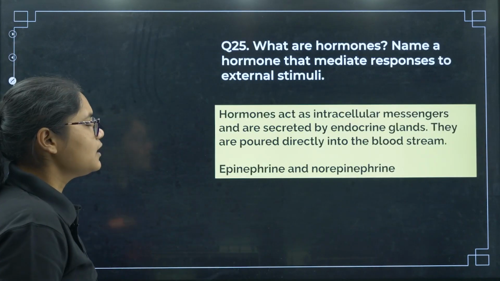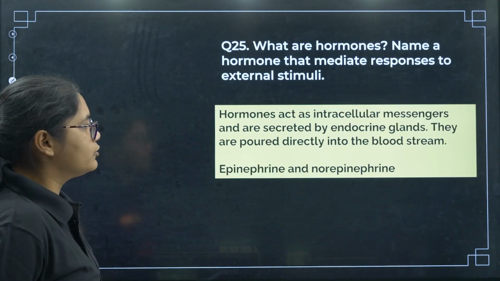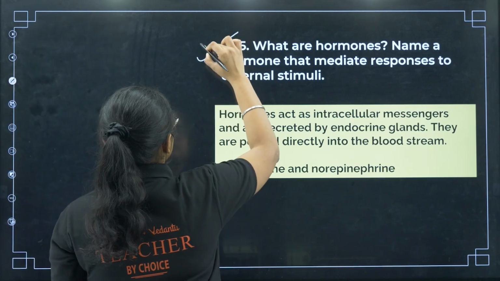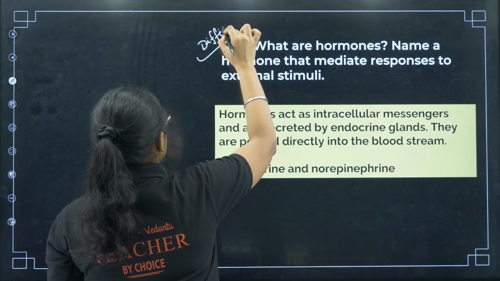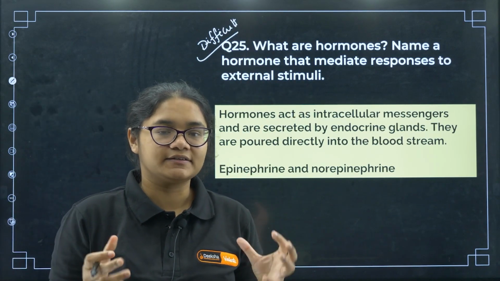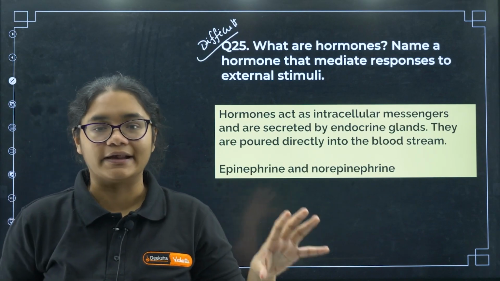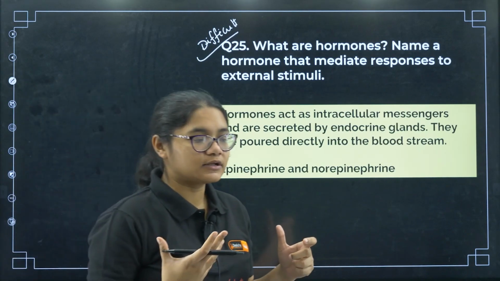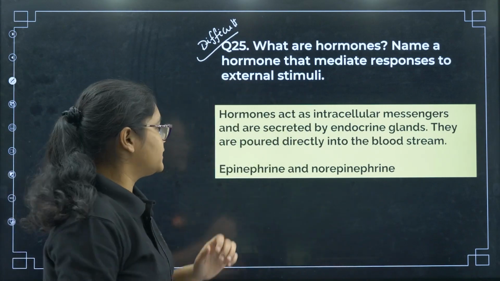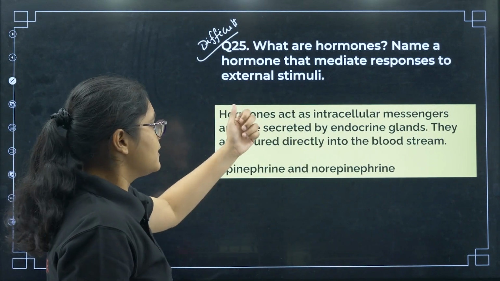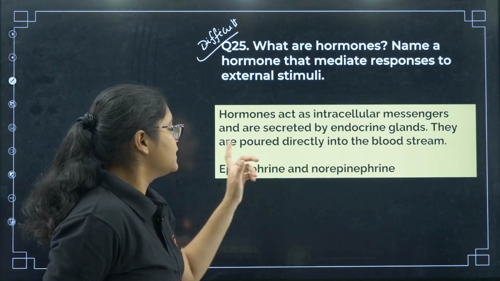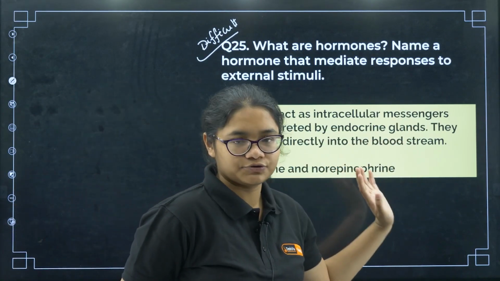Next, what are hormones? Name a hormone that mediates the response to external stimuli. Again I will mark this question as difficult, because many of you might not study hormones very seriously, as that is a very small and often neglected part. From biomolecules you focus mostly on proteins and carbohydrates and sometimes on nucleic acids. So I will be telling you the answer here. First, hormones are intracellular messengers and are secreted by the endocrine glands. They are poured directly into the bloodstream, okay.